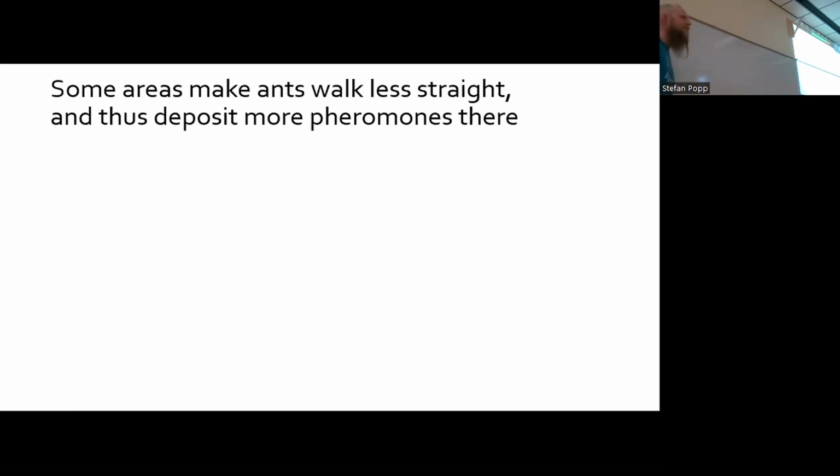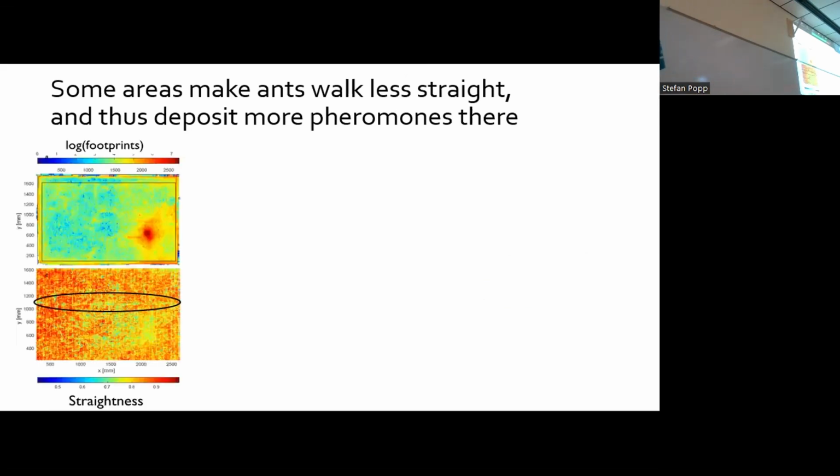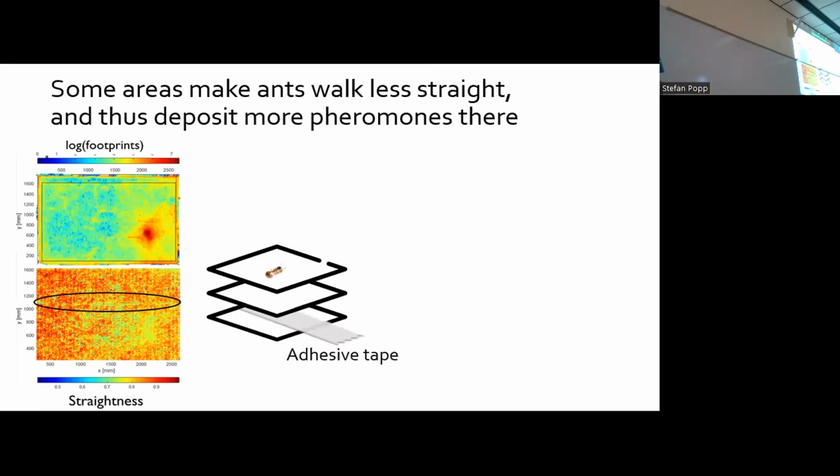But then this got me thinking, maybe this is not the whole story, and again we have some correlation that we didn't think about. Maybe some areas in the arena, regardless of the distance, make ants walk less straight and thus deposit more pheromones there. If you look at that horizontal line there that has relatively low straightness values, that is where there was adhesive tape, Scotch tape, with just 2 or 3 layers of paper beneath the surface layer where the ants are actually walking. So they can smell through these multiple layers of paper that there is something they don't like, and so they bump into it and go back. That makes them walk relatively non-straight. And if you squint your eyes a little bit, you can see that there are a bit more footprint pheromones on the strip.